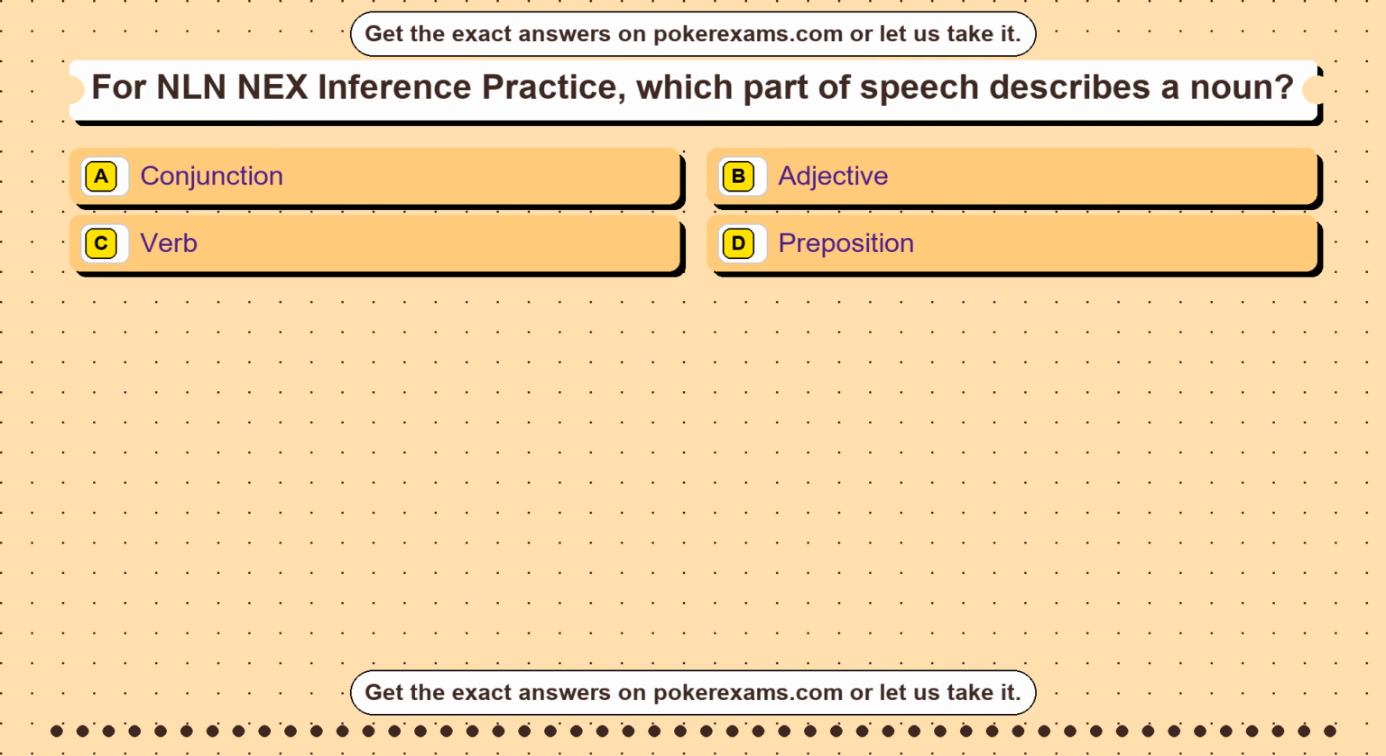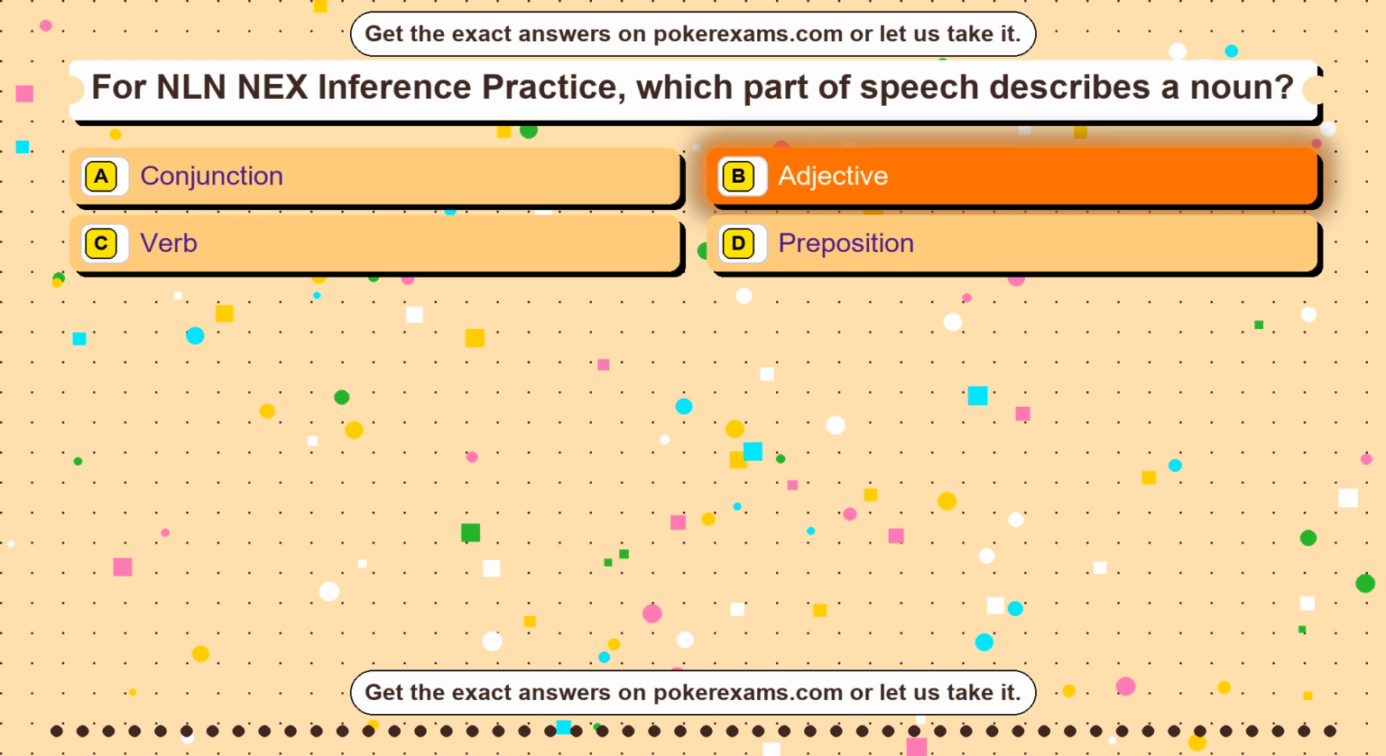Question 12. For get graphs and data practice, which value equals 3x when x equals 7? Option A 73. Option B 10. Option C 21. Option D 37. The correct answer is option B.